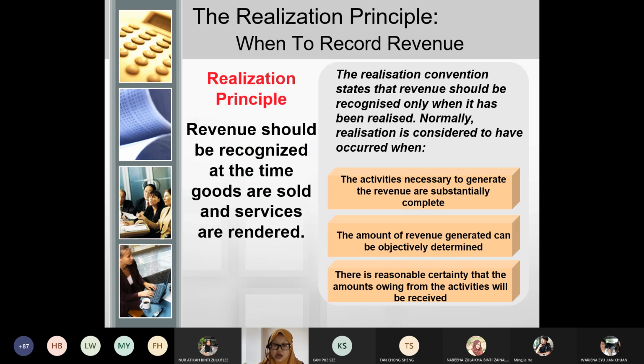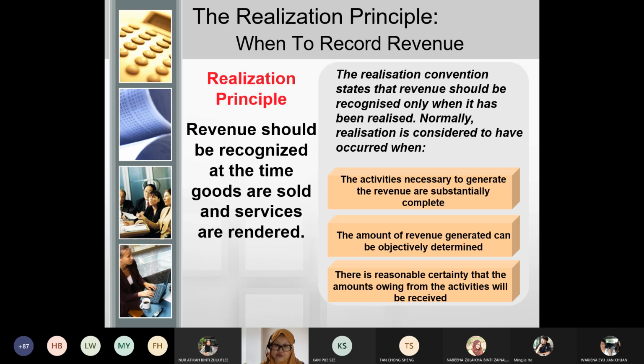All right. So here, realization principle or recognition principle. One of the basic concepts of accounting here means that the revenue should be recognized, or realized, when the goods or services are sold to customers. It will be difficult if people only follow the cash basis, because this concept is more on the accrual basis.